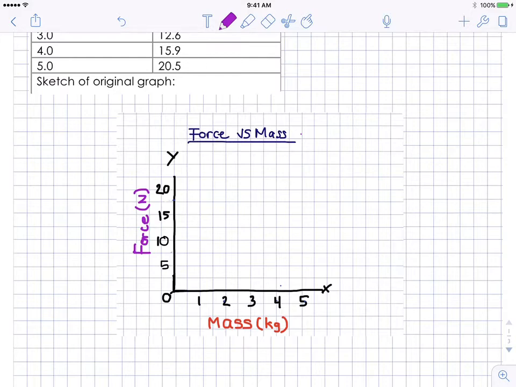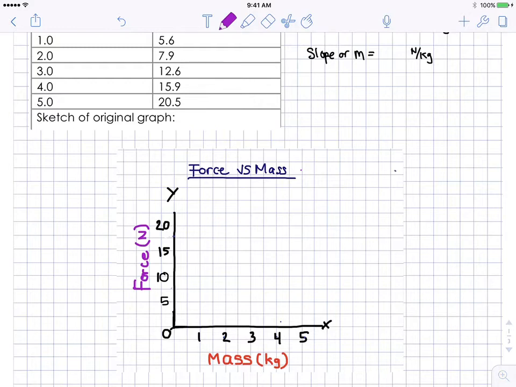The N is for newtons. The abbreviation for newtons is actually capital N. If you write in newtons, that's fine. And it's in the parentheses because when we do our units for both axes, the units go in parentheses on the side where we're labeling them. And then we have mass as our independent variable with units of kilograms, kg, in the parentheses.